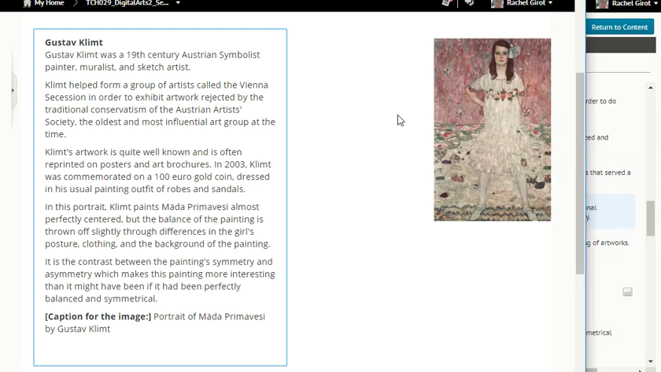In this portrait, Klimt paints Mara Pravesi, almost perfectly centered, but the balance of the painting is thrown off slightly through differences in the girl's posture, clothing, and the background of the painting. It is a bit off-center. It is the contrast between the painting's symmetry and asymmetry which makes this painting more interesting than it might have been if it had been perfectly balanced and symmetrical.